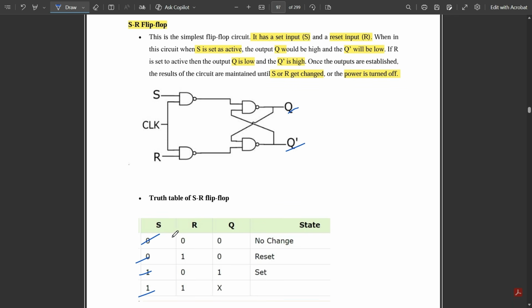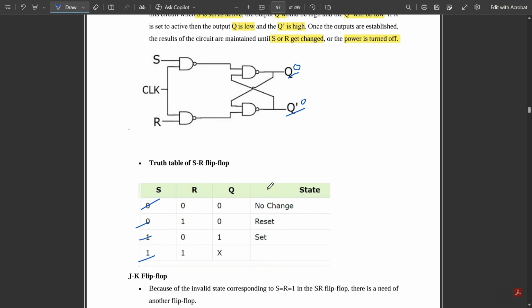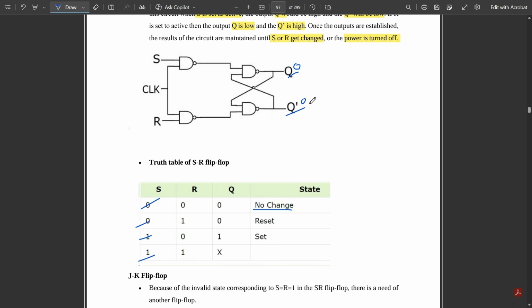When S is 0 and R is 0, the value of Q here would be 0. And when the value of Q is 0, Q bar is also 0 because we don't have any complement of it. That's why it is 0 and there is no change. The state is no change. You see here Q and Q bar, there is no change.